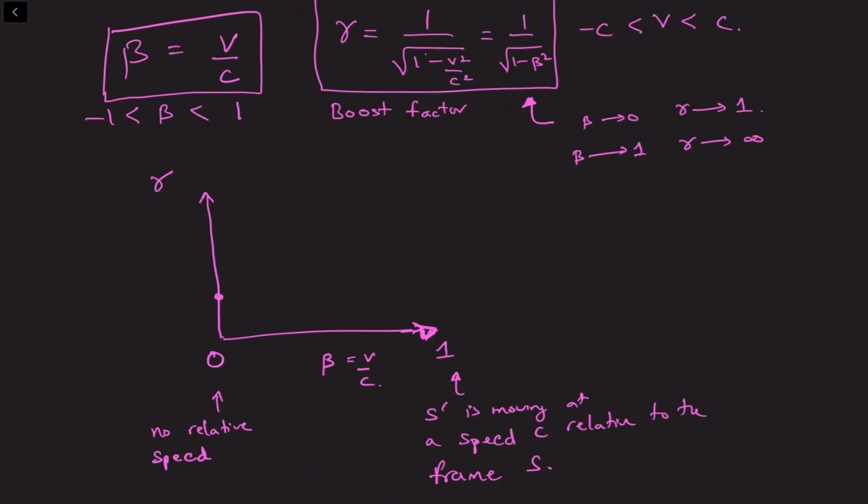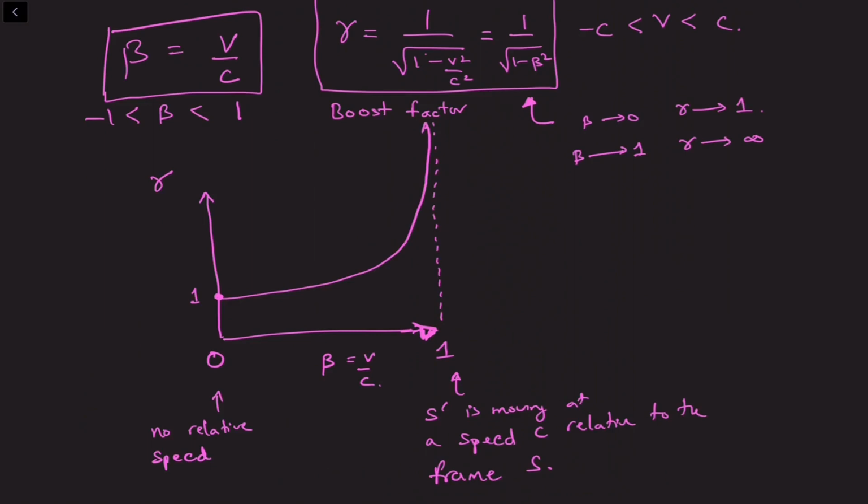So we start with beta equal to 0, where gamma is 1. At beta equal to 1, gamma goes to infinity. And in between, the behavior looks something like this. Okay, in fact, I should be a little more precise. As beta gets close to 1, gamma starts rapidly shooting up to infinity. So it looks something like this. And as beta gets close to 1, gamma rapidly shoots up to infinity.